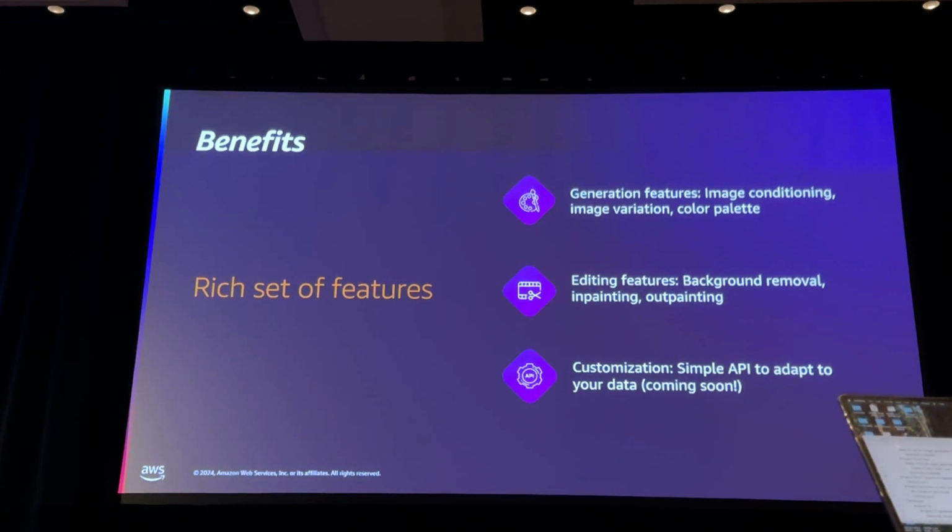Now going to the second benefit, which is a rich set of features. As I said, we support more than 10 APIs for both image generation and image editing. For image generation, in addition to text-to-image, we support image variations, generating images in a set of hex codes or color codes, which we have seen is very important for brand aesthetics. Image conditioning, where you can provide a reference image and have the output generated in the style of the reference image, all without fine-tuning, just at runtime inference.